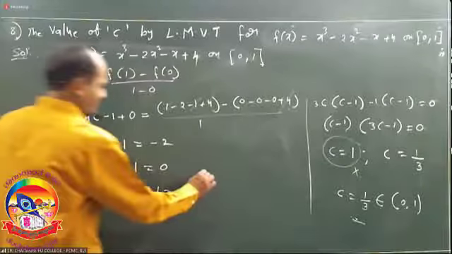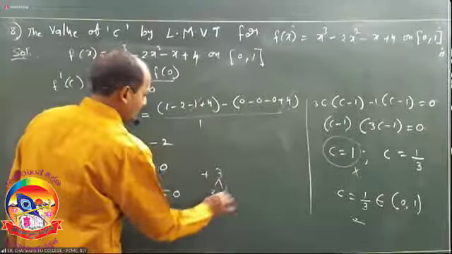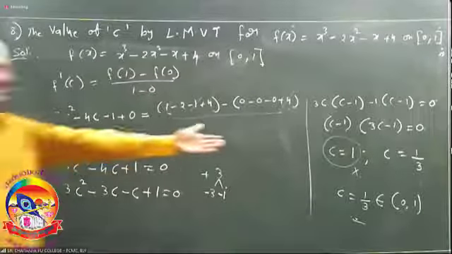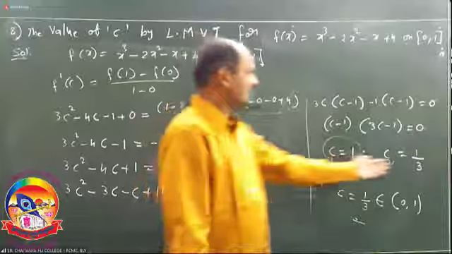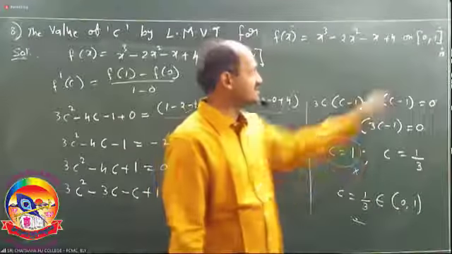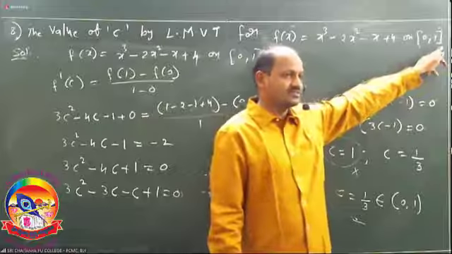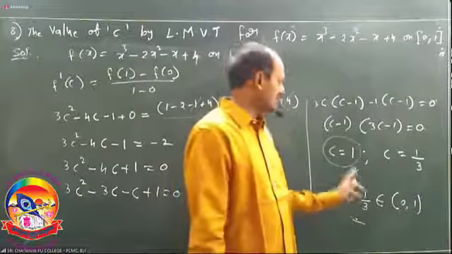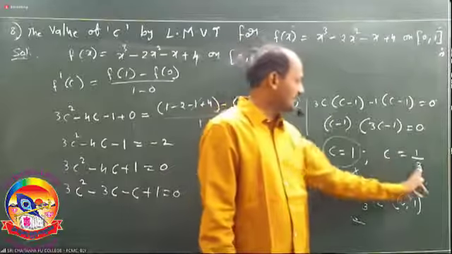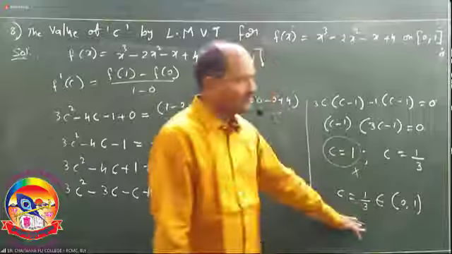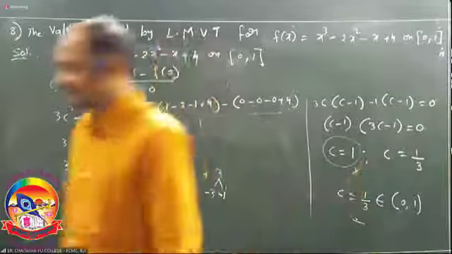Okay? Then you take factors. We get c values 1 and 1 by 3. But this 1 does not exist in the given interval. The c value must lie in between the given interval 0 to 1. So 1 does not exist. So 1 by 3 is the only one in between the given interval. So 1 by 3 only is correct.